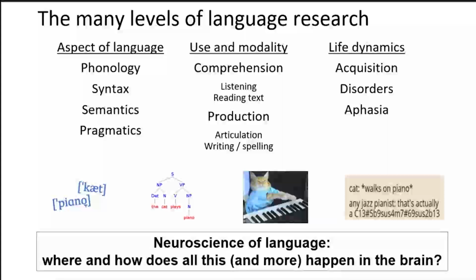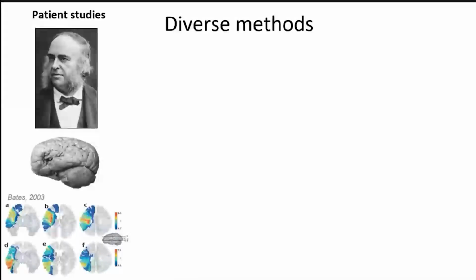And in neuroscience of language, we ask where and how all of this and more happen in the brain, right? We also add the neurobiology aspect of it, okay? All right. To do that, we have to use diverse methods. I'm sure you learned about these methods in your methods courses. So we do patient studies. This isn't a patient. This is Dr. Paul Broca, who was, I think, one of the first ones who actively went and collected patients with symptoms, right? And then this is one of his patients, who had a difficulty, who had an aphasia. This was a lesion in the brain that they had.